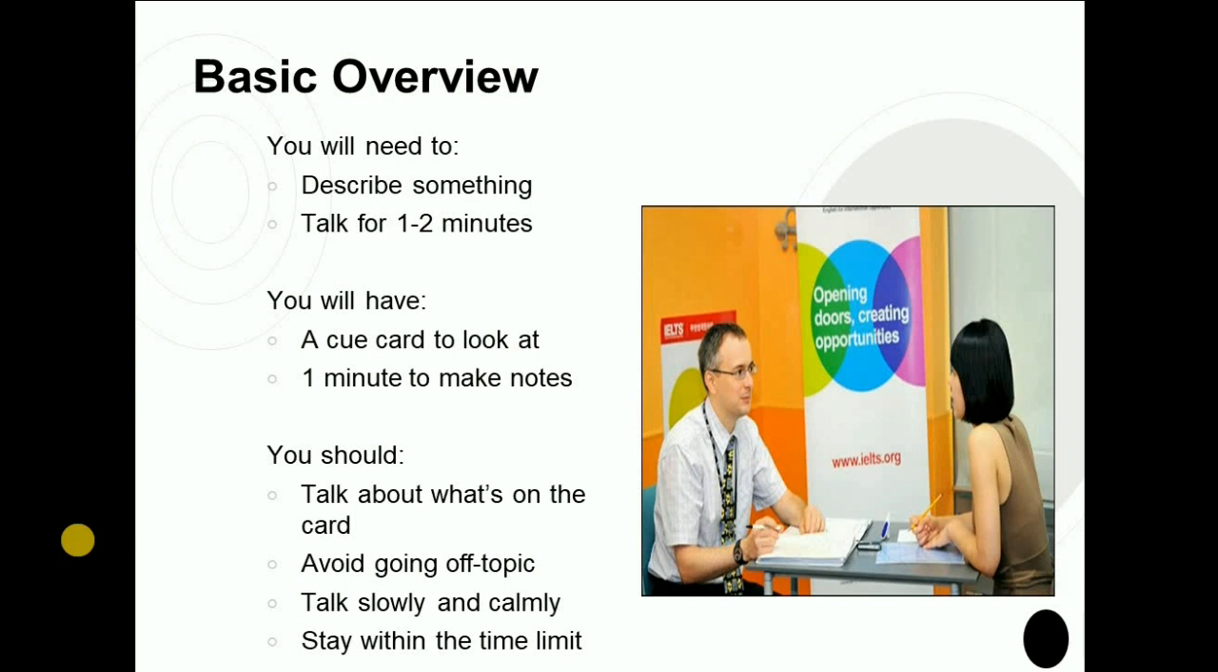You can say some things that are not on the card, but they must be related to the topic on the card. You should talk slowly and calmly, and stay within the time limit. Why talk slowly? Well, people get very nervous in the IELTS speaking exam and they talk very fast. When you do that, a 90-second answer might be reduced to a 45-second answer. Then you fall below the 1 minute mark, and that is a big problem. If you reach 2 minutes, the examiner will tell you to stop.